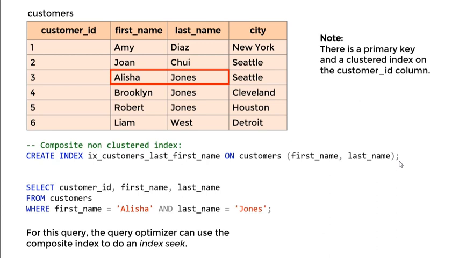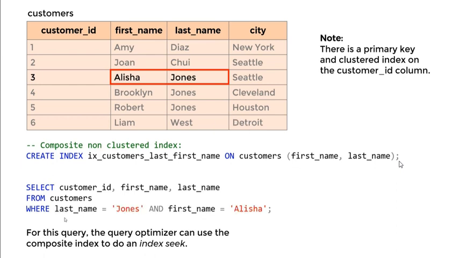In this case, returning one row of customer ID number 3. Note that even if we switch the order of the conditions in the where clause, it will still do that exact same thing. See, for example, now we have specified last name equals Jones as the first condition, and then first name is equal to Elias as the second condition. We'll be able to use index seek because we still include the leading column first name in the where clause.